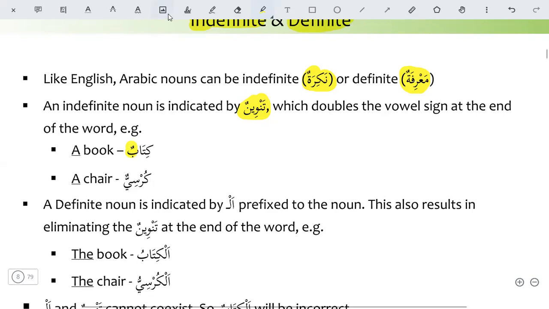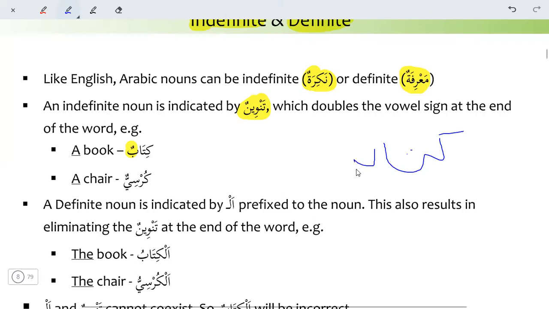And I told you in the last class that this is the actual form of kitabun. At the end, there is a noon sukoon. If there is a noon sukoon at the end of a noun, it is an indefinite noun, ism nakira, like kursiyun. So they are all indefinite.